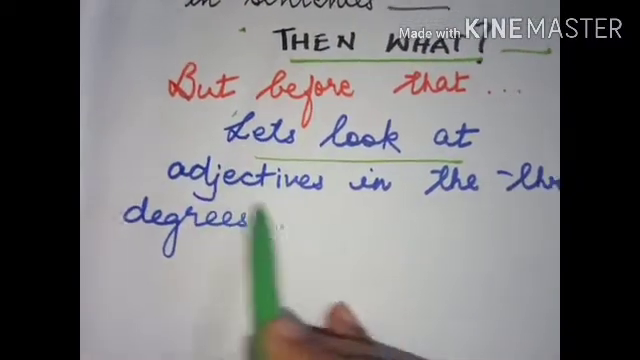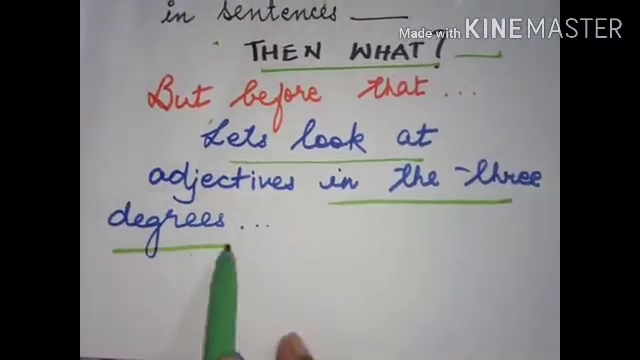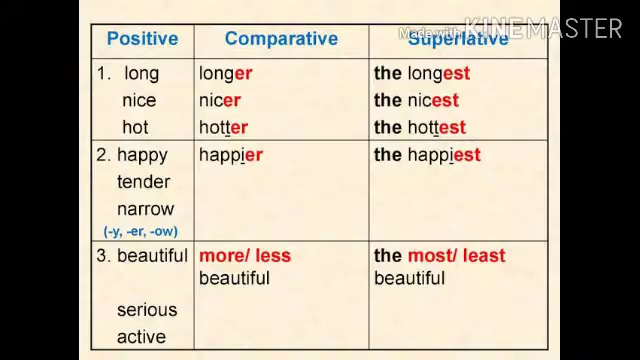let's look at adjectives in the three degrees. Now, let's look at the chart here. Adjectives are compared in 3 degrees. Positive, long. If your adjective has one sound or one syllable, add er to the comparative and est to the superlative. So long, longer, the longest. In superlative degrees, we always use the definite article. The longest, the nicest, the hottest.